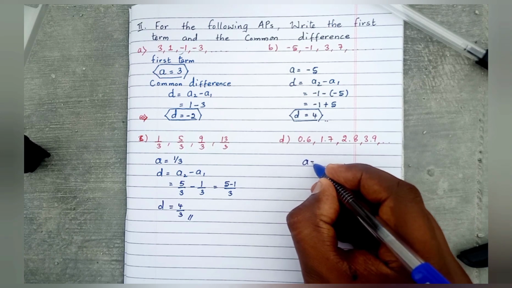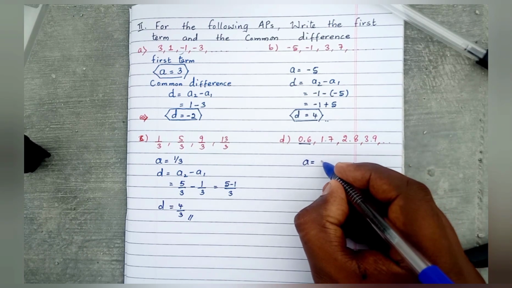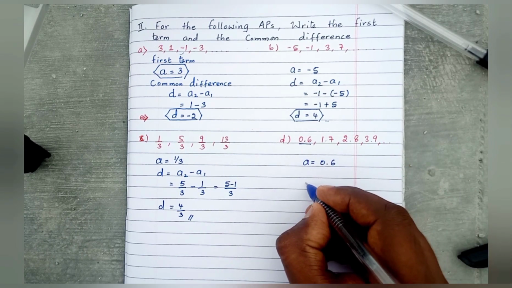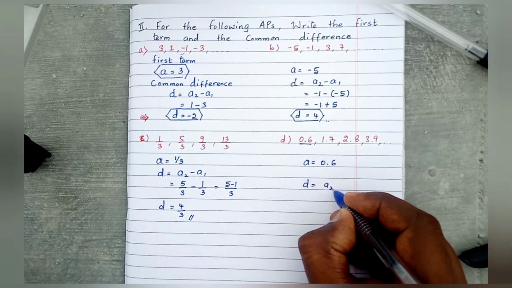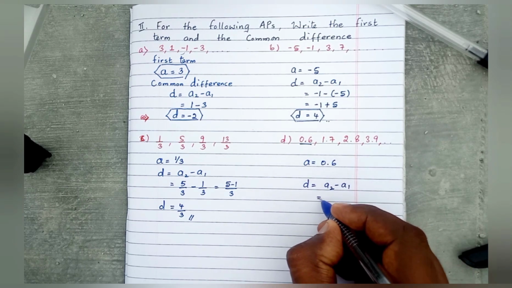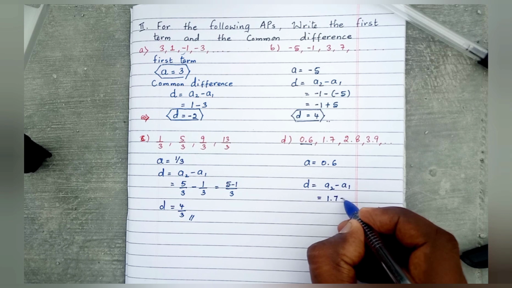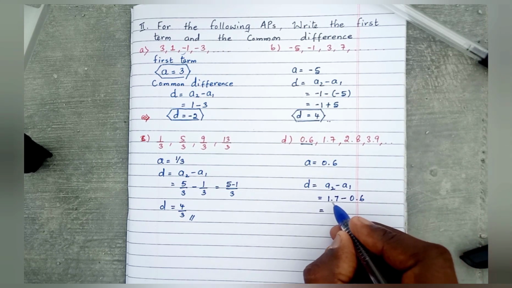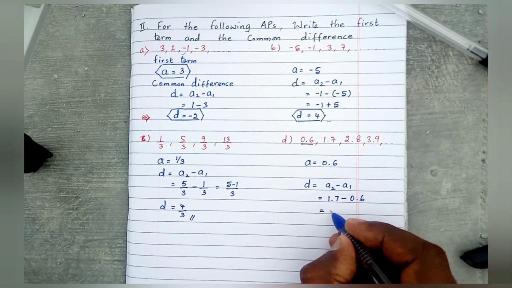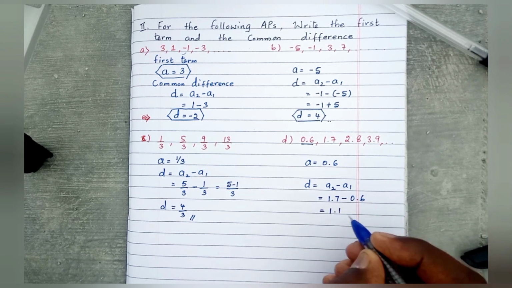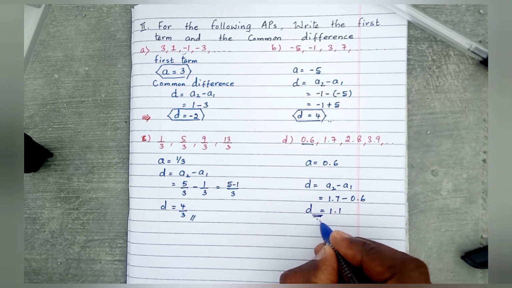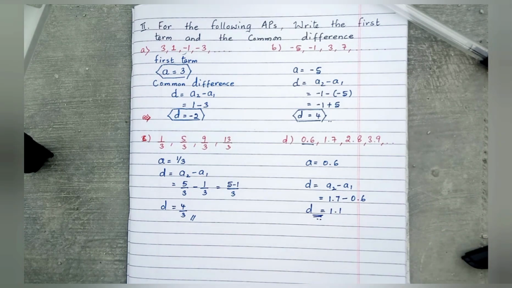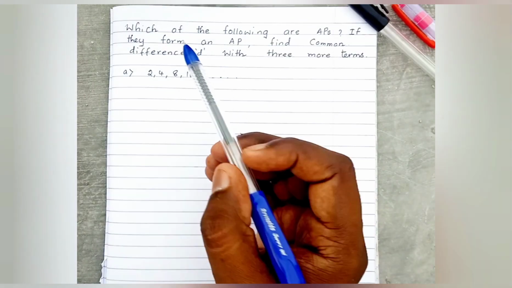Now the students, the first term A equals 0.6. Now the common difference D equals A2 minus A1. What is A2? 1.7 minus A1 is 0.6. 1.7 minus 0.6 we get 1.1. D equals 1.1 is the common difference of the given AP.